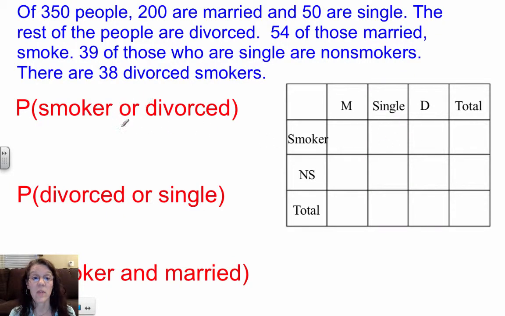Can you do these? Notice the or. Smoker and married, that's a tricky one. We have 350 people, 200 are married, and 50 are single. These are talking about our totals. So how many are divorced? The rest, it says, are divorced. Well, oops, that should be a 350. That's what I did wrong. So how many are divorced out of our 350? Yes, 350 is the number I'm looking for.